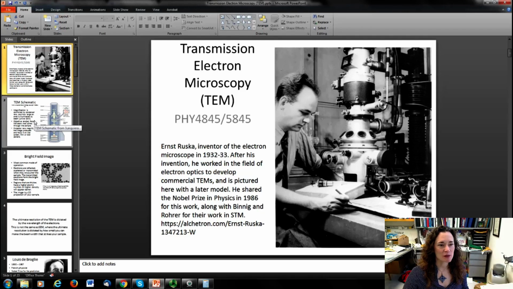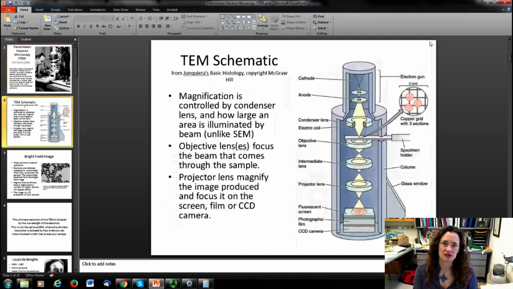So here's his baby. This is a schematic of a typical transmission electron microscope. There are things about TEMs and SEMs that are similar, and I'm going to highlight those, but I'll also point out when there's differences between the two types of microscopes so you can understand the distinctions.